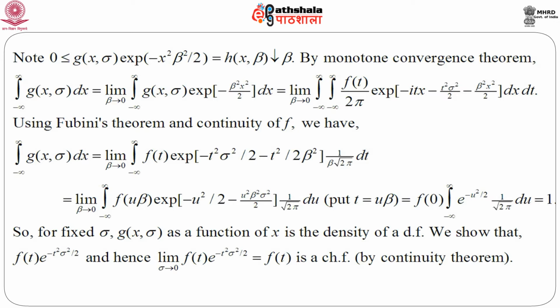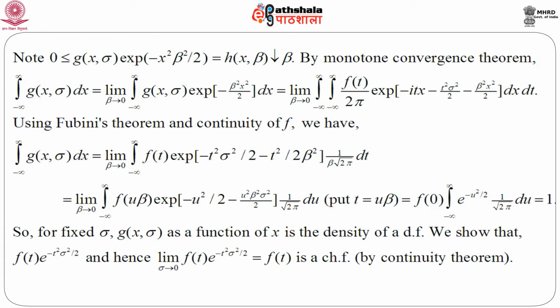So, as beta goes to 0, the integration from minus infinity to infinity of g(x, sigma) e to the power minus beta square x square by 2, dx, is the limit of this entire quantity, just by substitution from the previous page. Now, again, since we have double integrals, we know by now that it is a very common technique to apply Fubini's theorem. So, just apply Fubini's theorem, and considering the fact that f is continuous, we have the integration from minus infinity to infinity of g(x, sigma) dx is this entire quantity. This is very easy to see, just a little bit of simplification will provide you this entire expression.